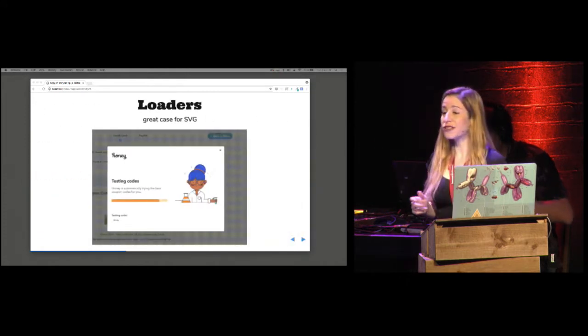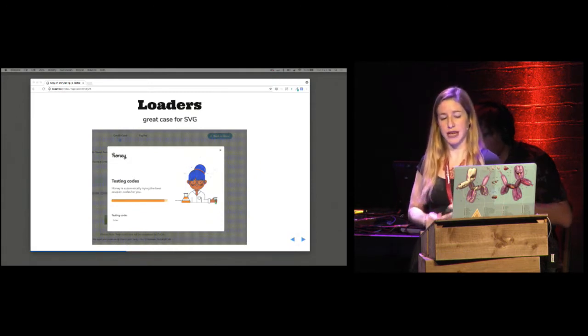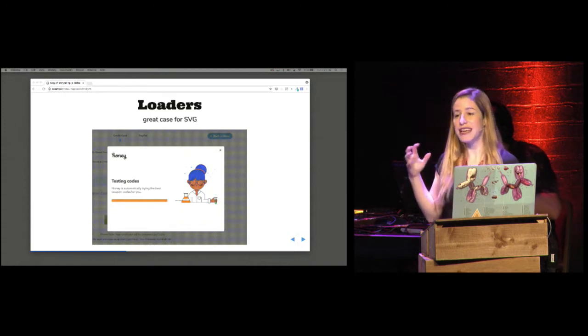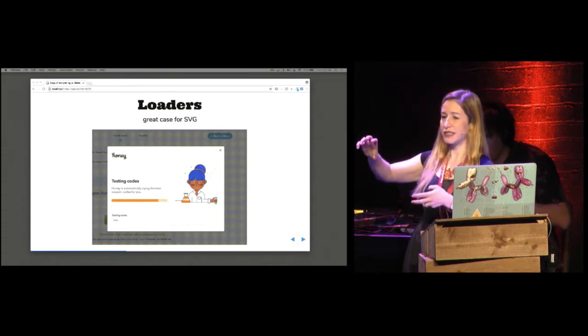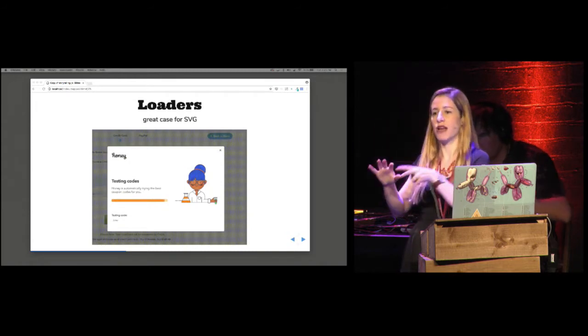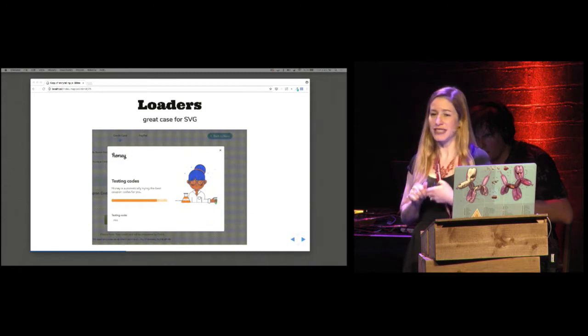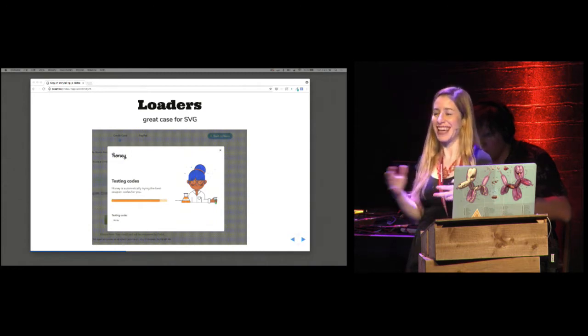So I think loaders are a really great case for SVG. SVG can be super small if you design for performance. It offers a navigable DOM, which means you can reach right inside of it and add classes or IDs to things and move them right around, just the way that you would with an HTML element. It's also scalable. We talked about scalable vector graphics.